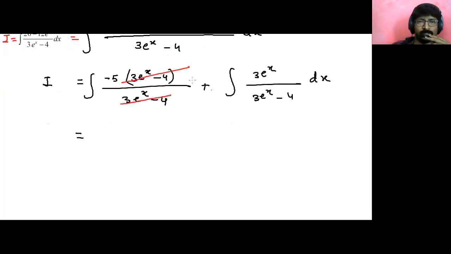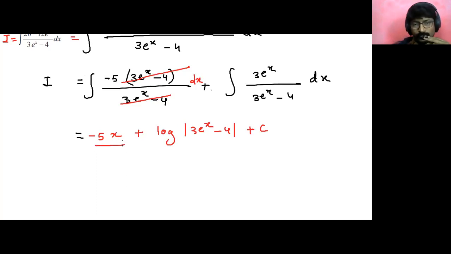So this, okay, I missed this dx here. So negative 5 x plus, one moment, plus log of mod of 3 e power x minus 4. Why could I write this? Because there was nothing. Okay, there was nothing. So negative 5 integration of dx can be written as x. I hope you understood this part.